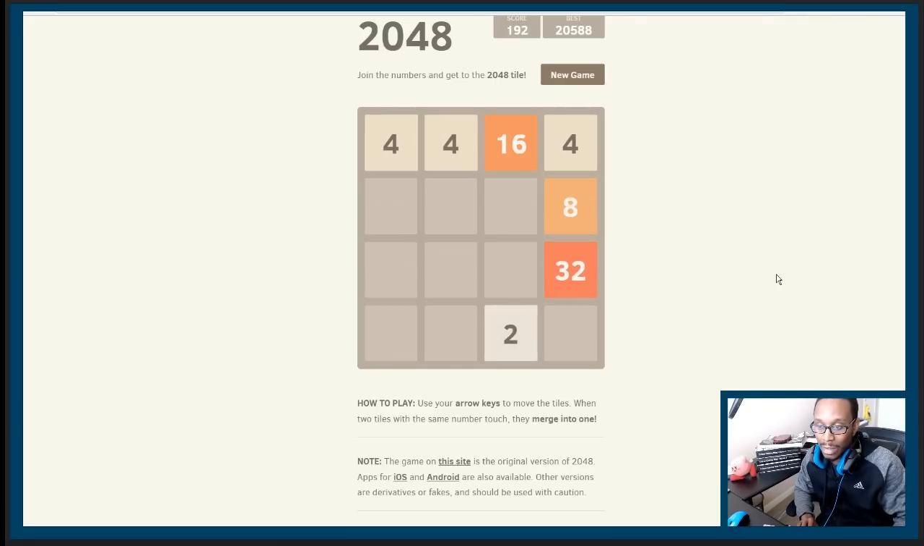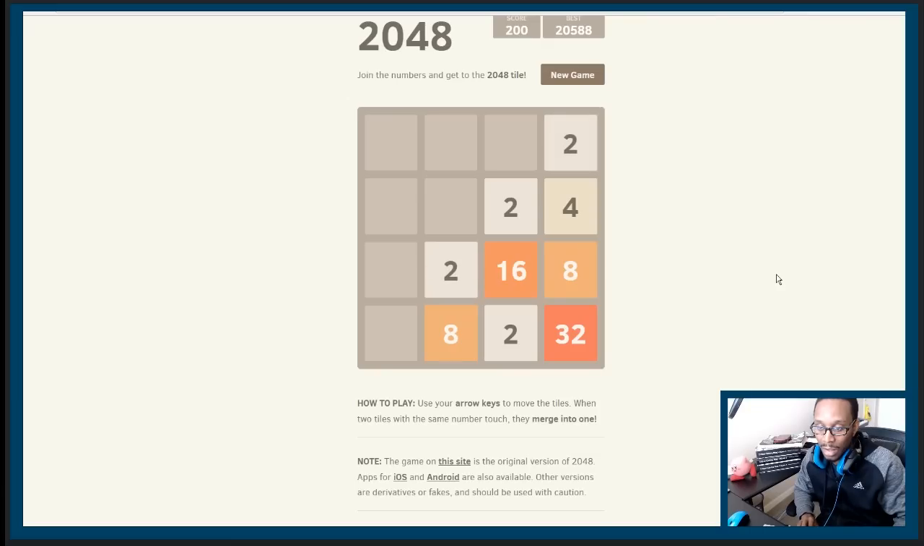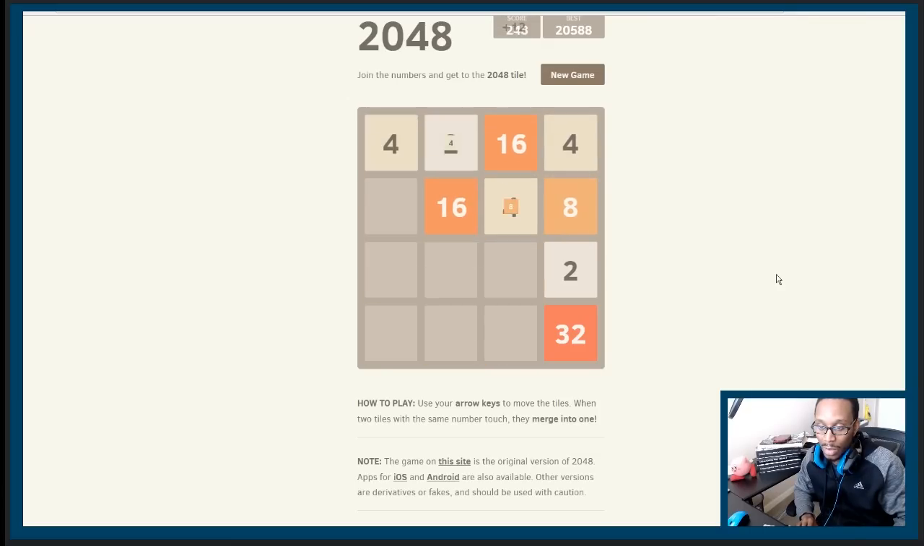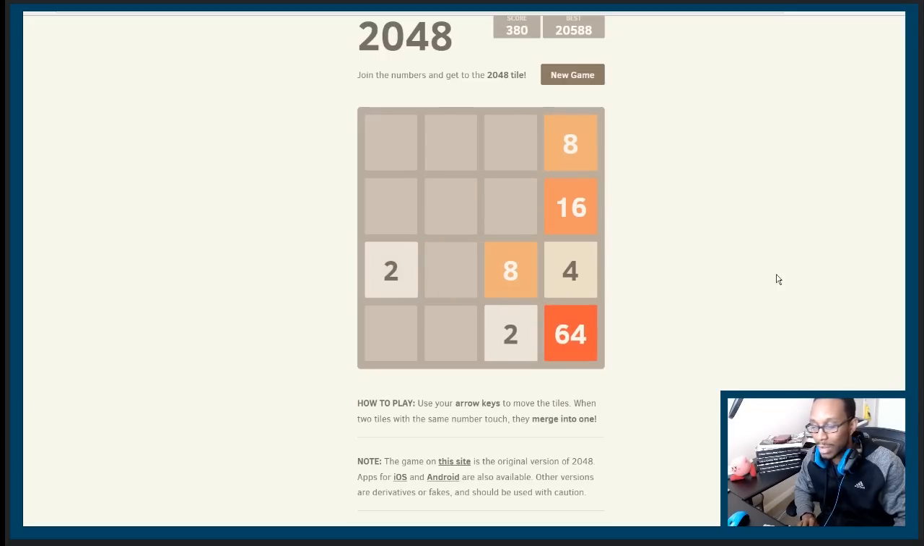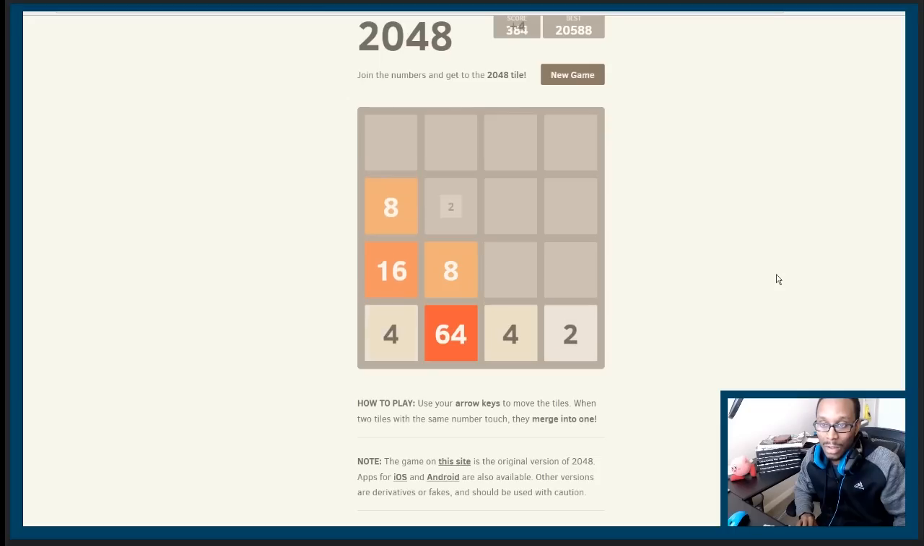So 4s become 8s, and 8s become 16s, like this. And then when you can get the two 16s together, like this, they become 32, and put those together, 64.